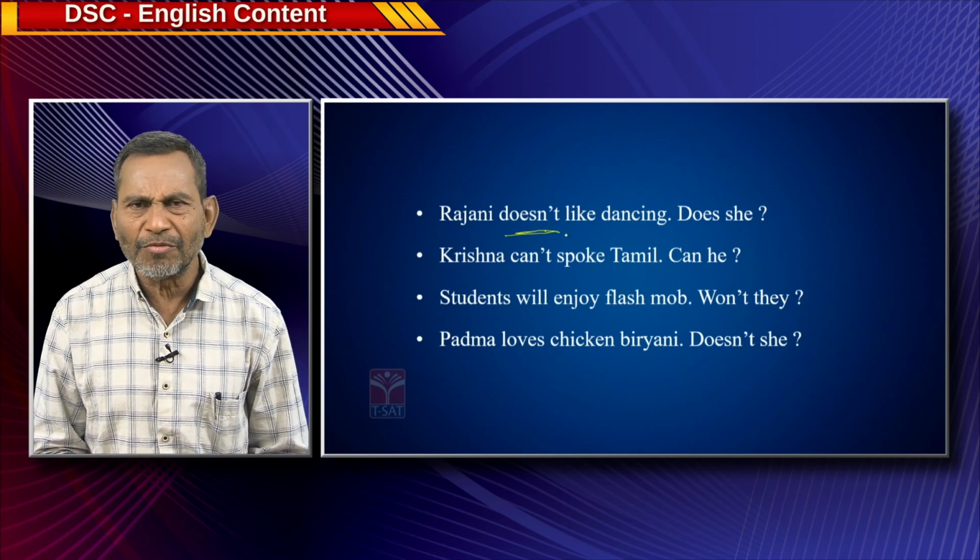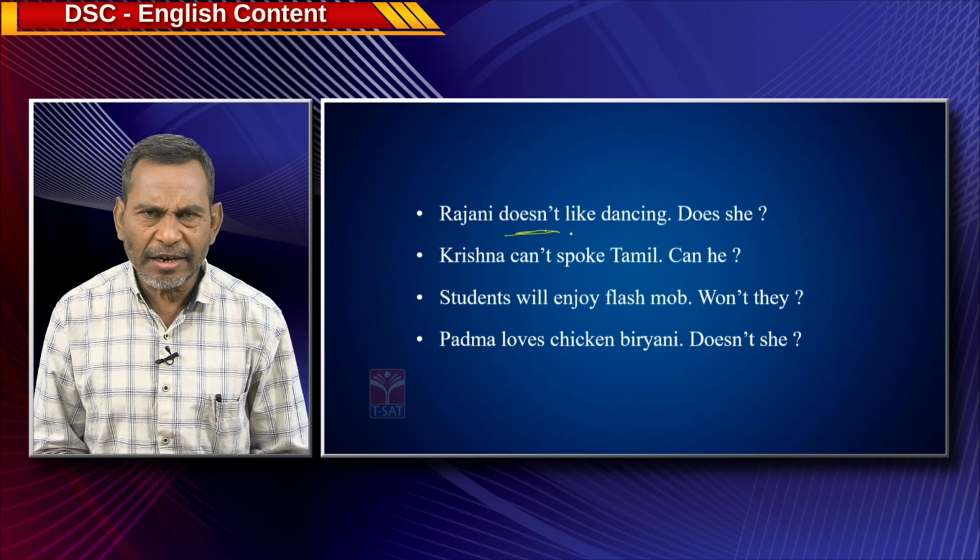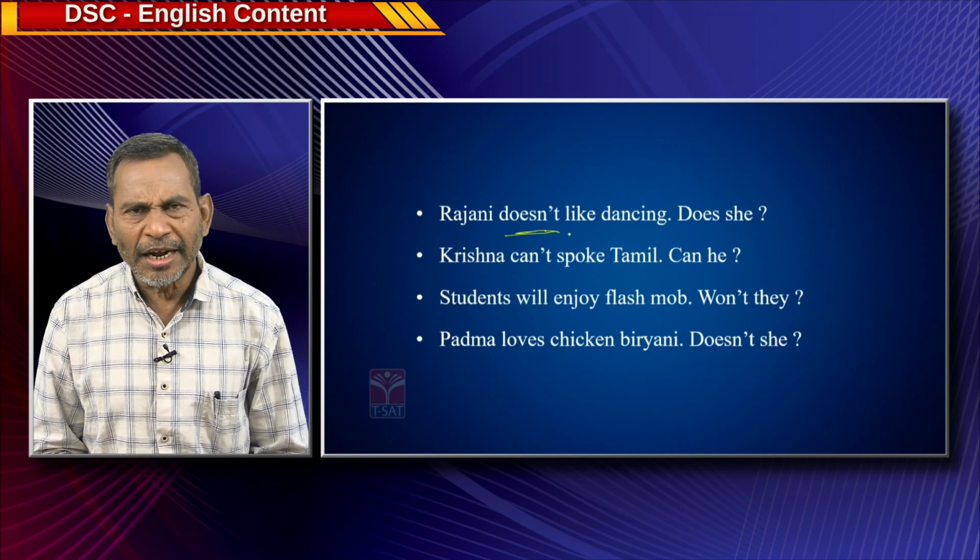Will not is the short form, we call it won't. And students, they are plural in number. Therefore, the personal pronoun related to the students is they. Won't they. And the sentence is positive. Therefore, we have to add a negative tag. Will is a helping verb, and the sentence is positive, therefore we have to go with a negative tag question. Will plus not is will not. Will not we write in short form as won't, and the personal pronoun for the students is they. Okay, won't they is the answer.